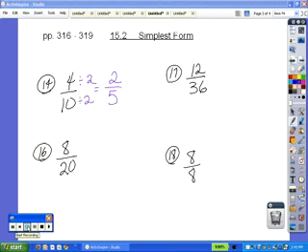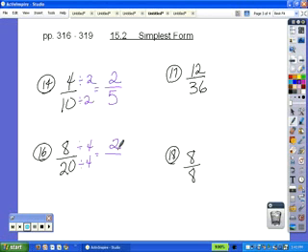For number 16, I have to think of what can go into both 8 and 20. Well, I know 8 can go into 8, but it can't go into 20. I know 4 can go into 8, 4 can go into 20, so I'll divide by 4. 8 divided by 4 is 2, 20 divided by 4 is 5. And I ask, can anything go into both 2 and 5?